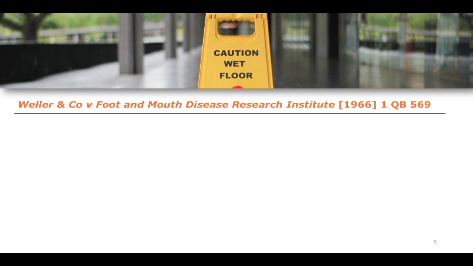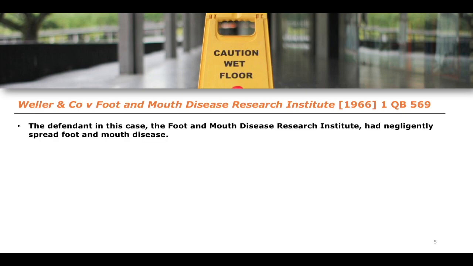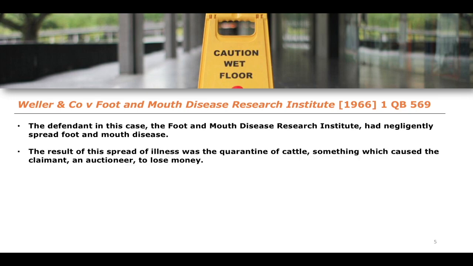So let's get into some of the cases. We'll finish by talking about the case of Weller and Co. versus the Foot and Mouth Disease Research Institute from 1966. In this case, the defendant was the Foot and Mouth Disease Research Institute, and they had negligently let out and allowed the spread of foot and mouth disease. A particularly nasty illness. The result of this spread of illness was the quarantine of cattle, something which caused the claimant, who was Weller and Co., the auctioneer, to lose out on money.